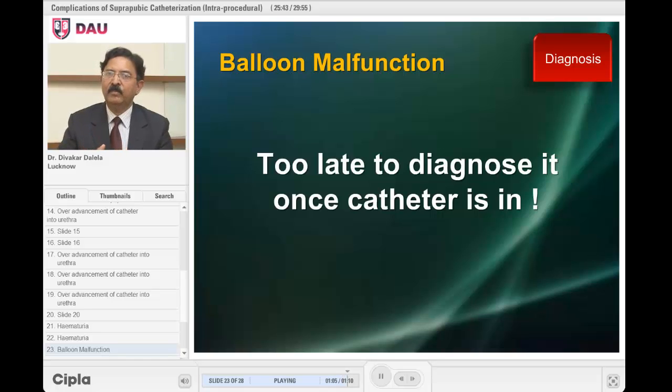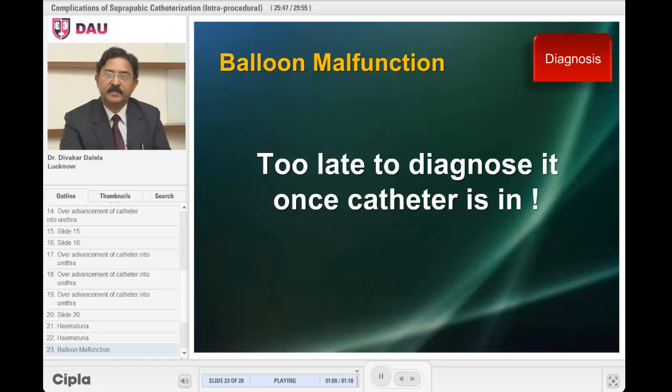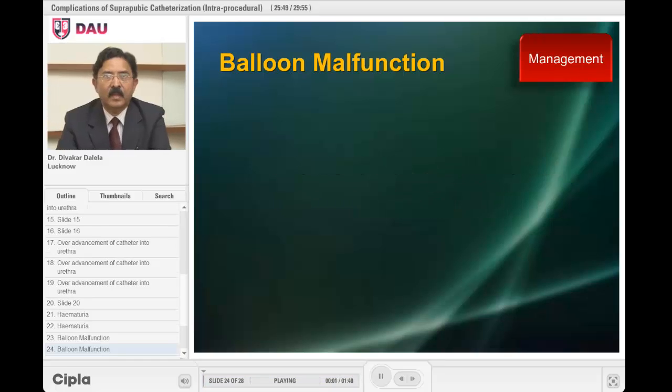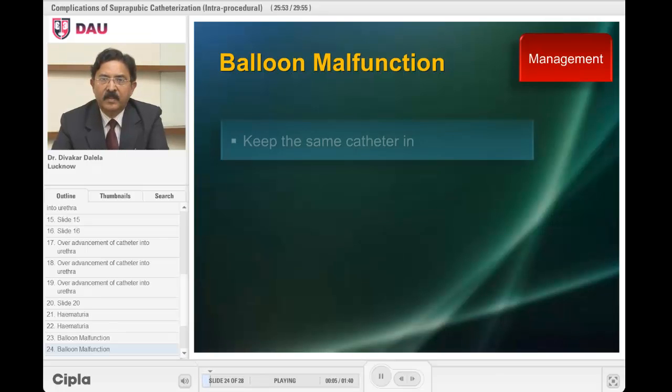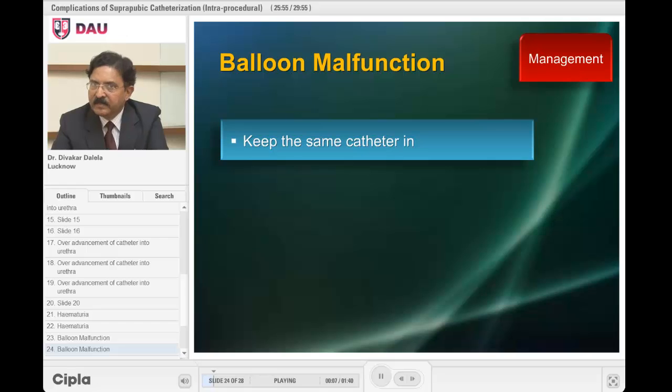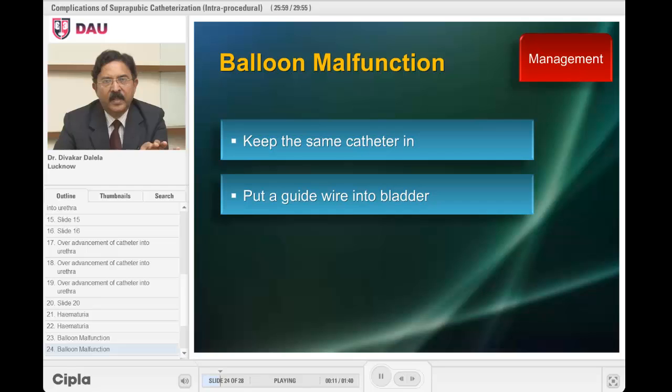Don't diagnose the balloon malfunction when the balloon is already in the bladder. It's too late actually. If the balloon malfunction has occurred, don't withdraw this catheter. Let it be there wherever it is. Okay? And then try to put a guide wire through this catheter. Now the problem is this catheter may not be end hole, and your guide wire will get stuck at the tip of the catheter.